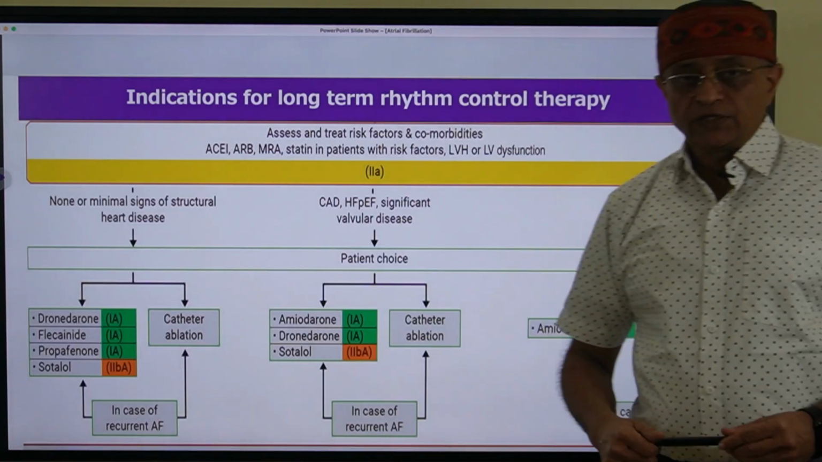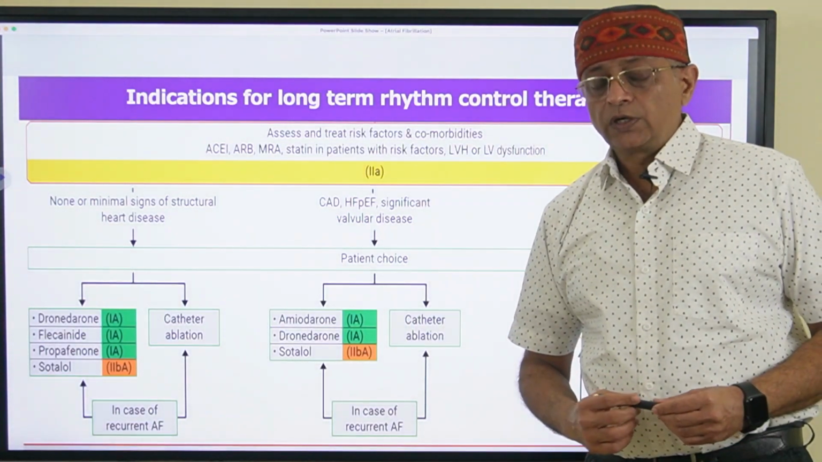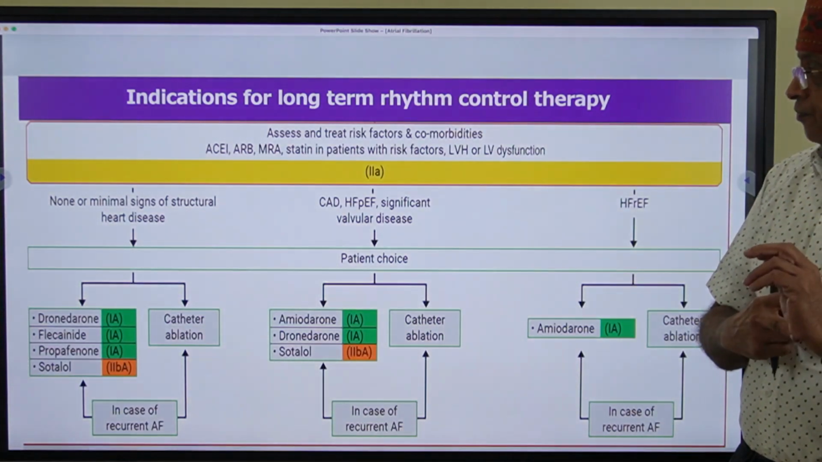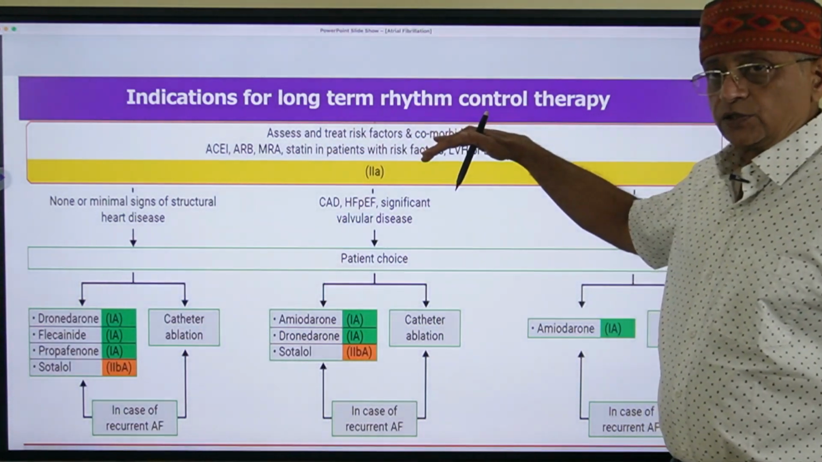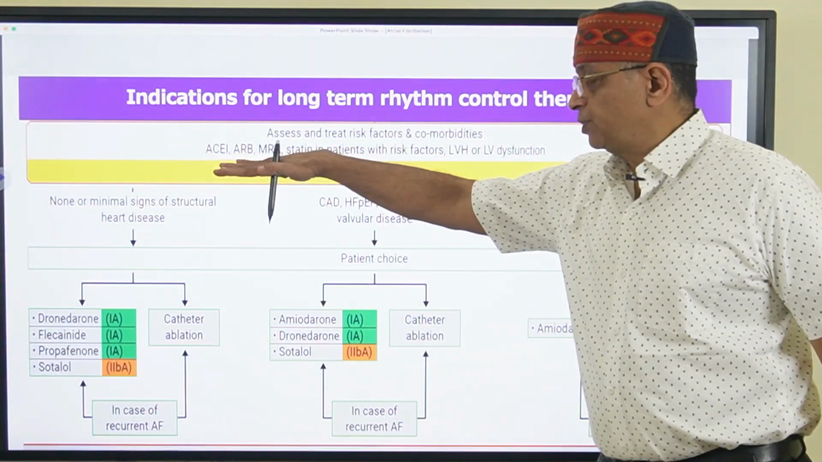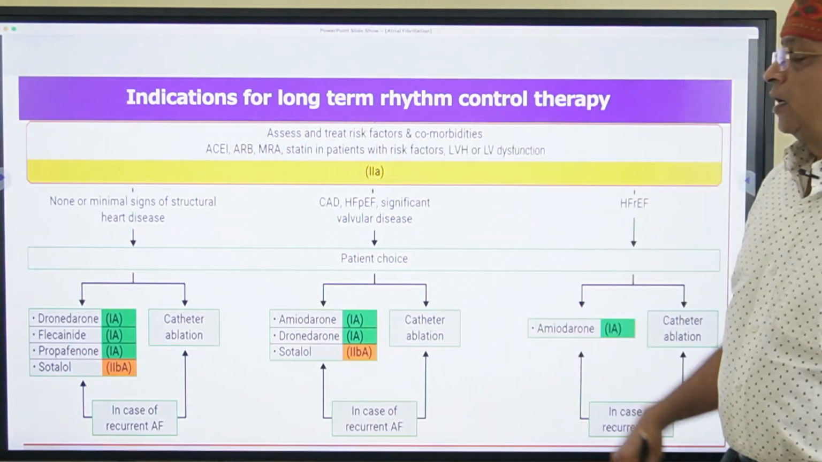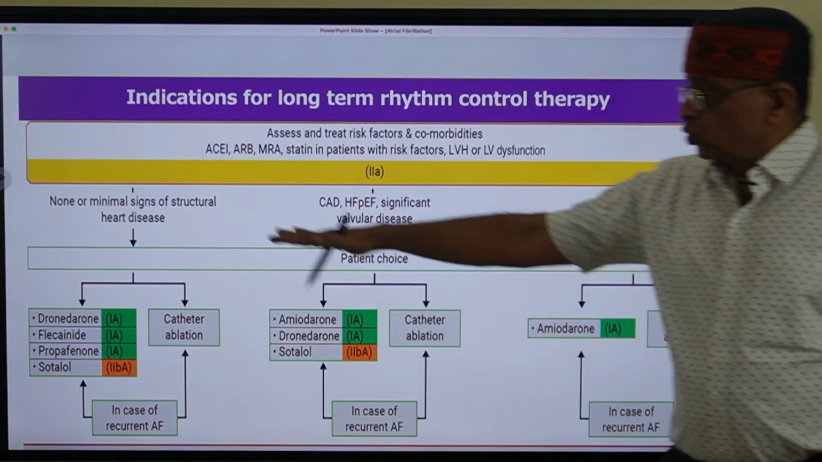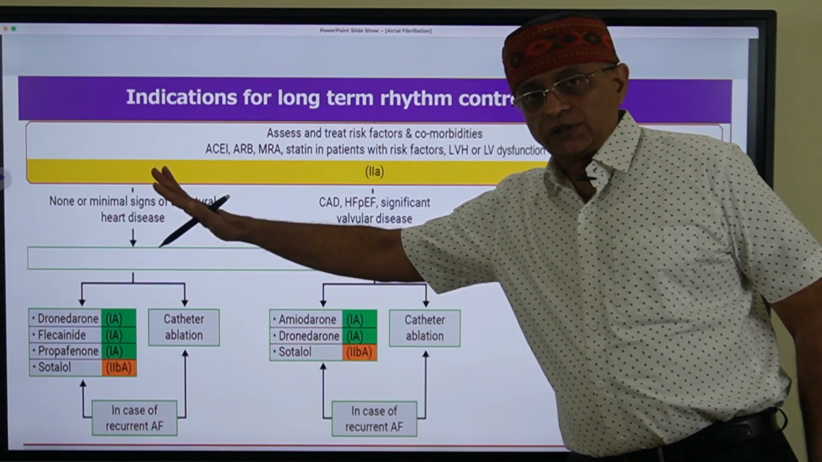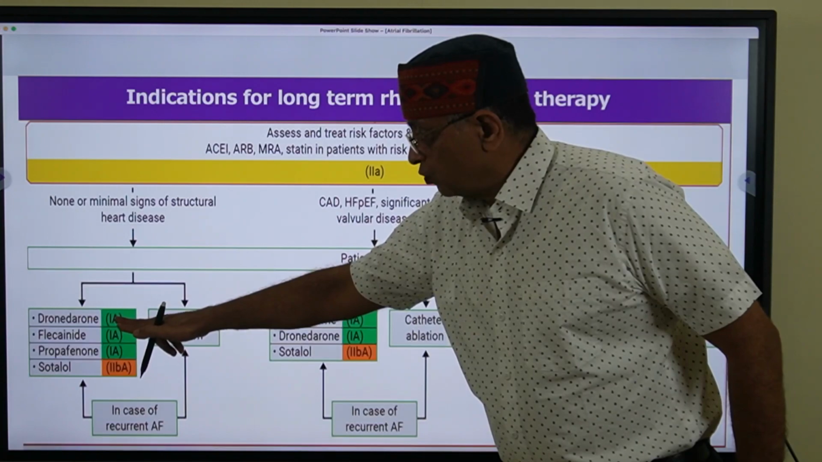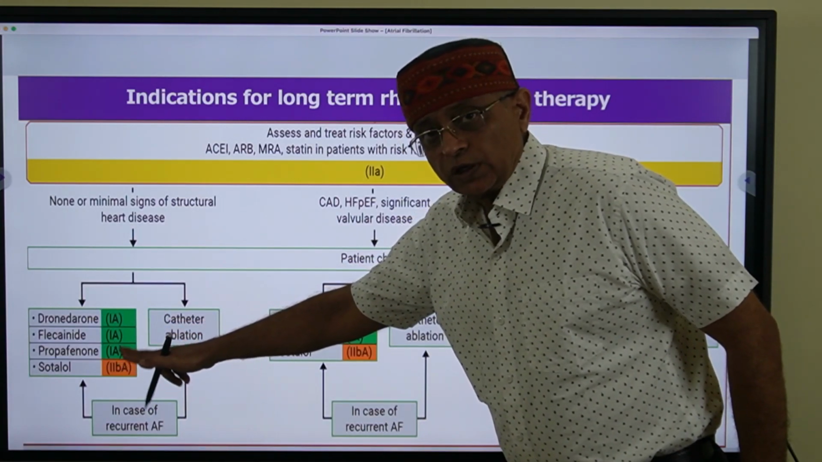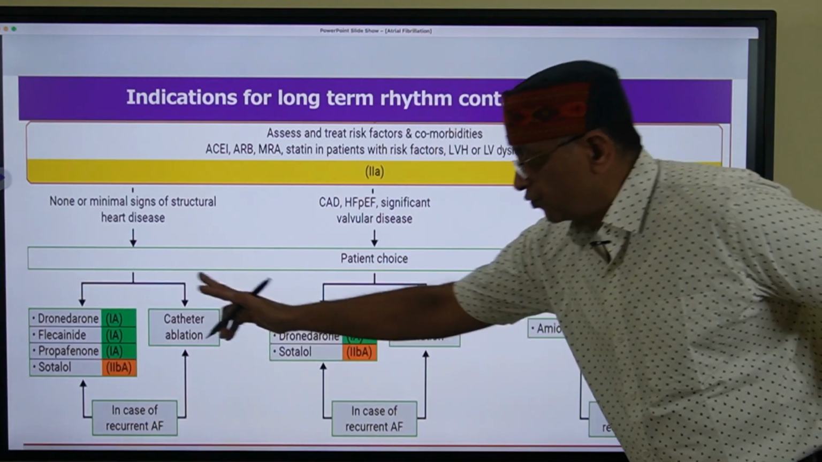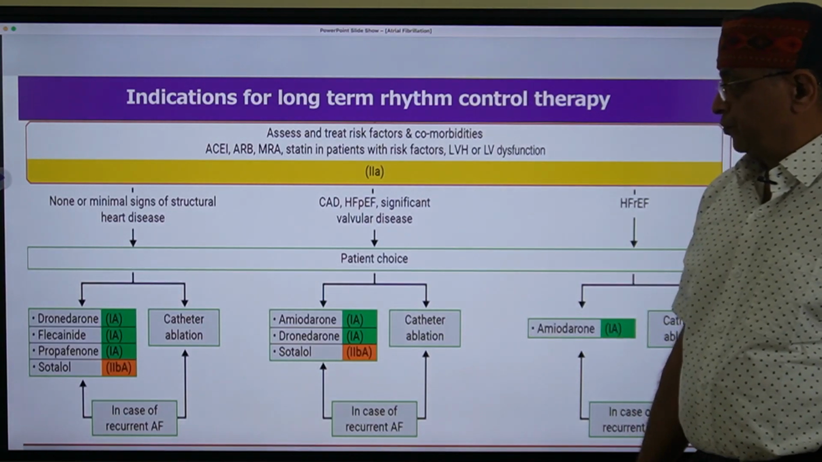Once the patient attains sinus rhythm by a rhythm control therapy, do we require to give long-term antiarrhythmic drugs? So for that, assess and treat the risk factors, comorbidities, see whether the patient is on ACE inhibitors, ARBs, MRA, statin, see whether the patient has left ventricular hypertrophy or LV dysfunction. For patients who have minimal structural heart disease or no structural heart disease, you can give dronedarone, flecainide or propafenone, class 1 indication, sotalol, class 2B indication. In case of recurrent AF, catheter ablation.